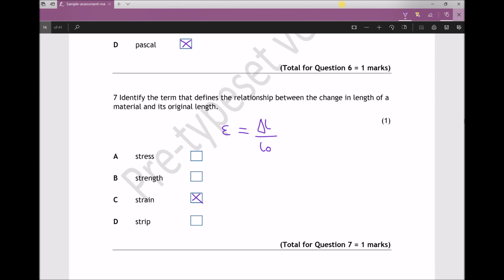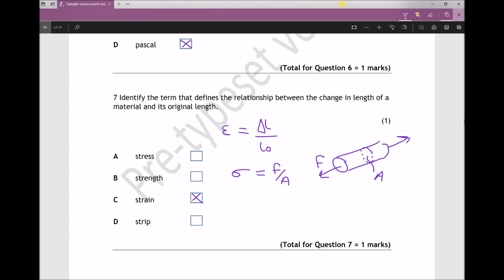Again, if you don't know that straight away, we can look at each of the others and by process of elimination, get rid of some of those. For example, stress is force divided by area. It's a measure of the distribution of force on a piece of material. We would see this in the context of something like tensile loading, where we're applying a force to a piece of material and the stress is the force divided by the area of the sample.